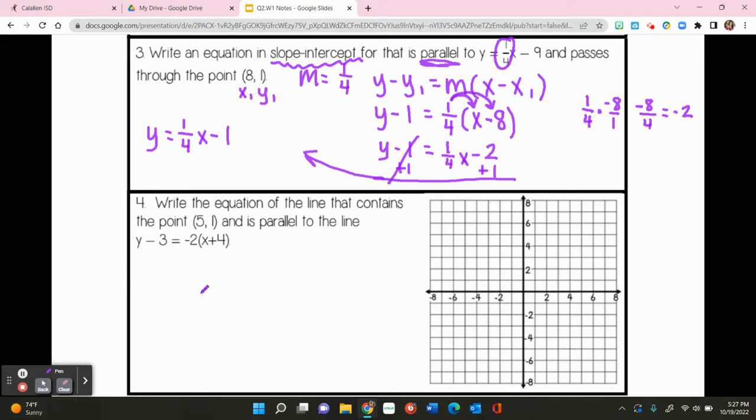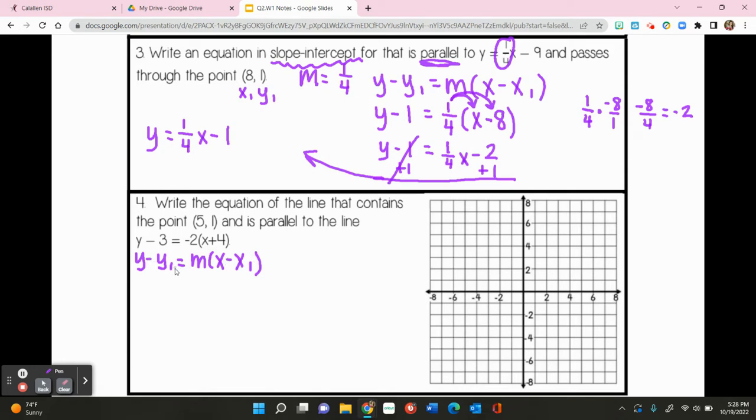Now let's go ahead and take a look at number 4. So number 4 says, write the equation of the line that contains the point (5, 11) and is parallel to the line y minus 3 equals negative 2 times (x plus 4). Now this is kind of a good time to go over graphing an equation in point-slope form again. So if I look at my current equation, again, this is in point-slope form. So I'm going to rewrite the point-slope formula below it. So y minus y1 equals m parentheses x minus x1.